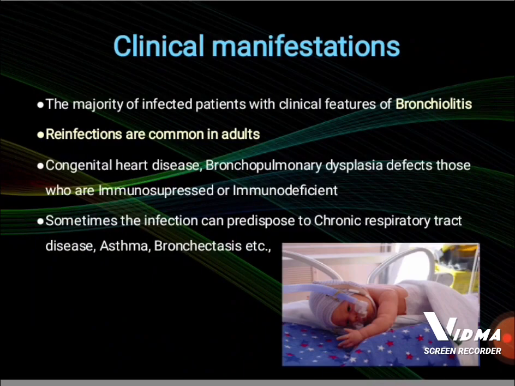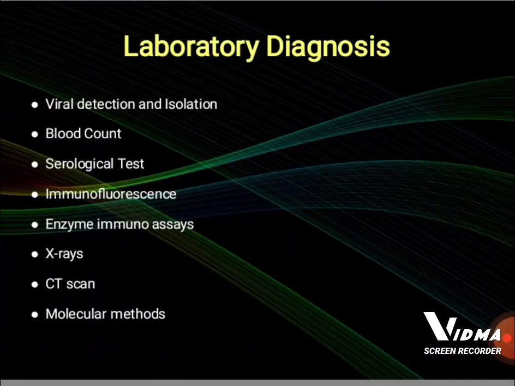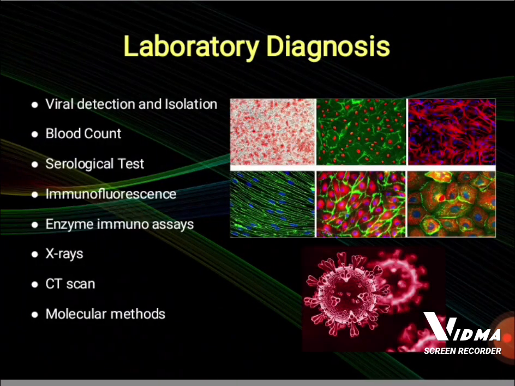The disease and clinical manifestation is bronchiolitis, and reinfection is always common in adults. It is also seen with congenital heart disease and bronchopulmonary dysplasia defects, and in those who are immunosuppressed or immunodeficient. Sometimes this infection will lead to chronic respiratory tract disease, asthma and bronchitis.